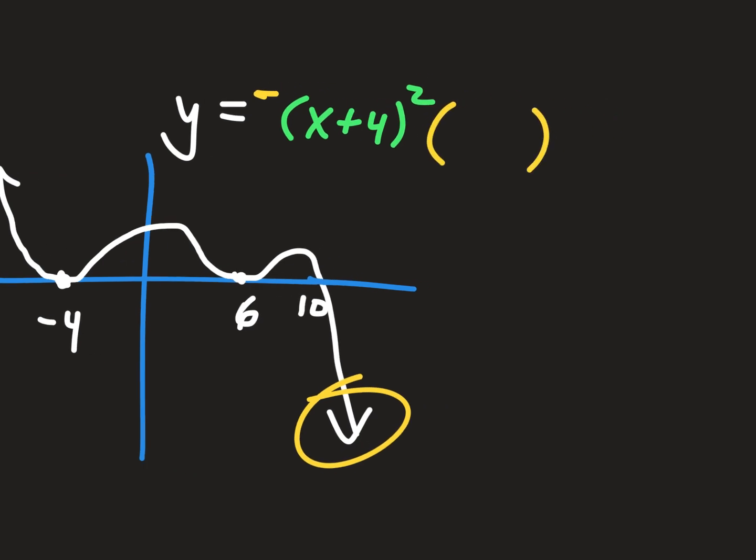Carlos, tell me the rest of the equation. X minus 6 squared and x minus 10. You got it. Okay. Any questions on that? All right. Now, here's the crazy part.